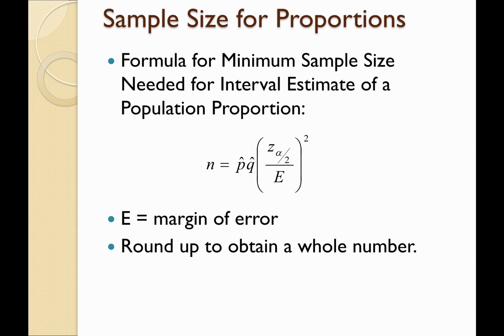They might have a specific proportion in mind, what they want their margin of error to be, and so they have to ensure that they have that minimum sample size needed to stay within the margin of error that they want.